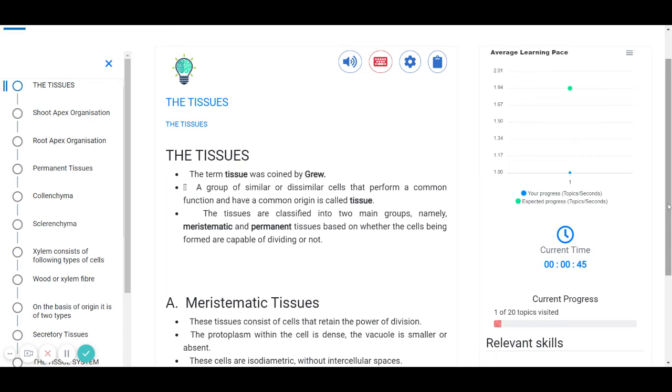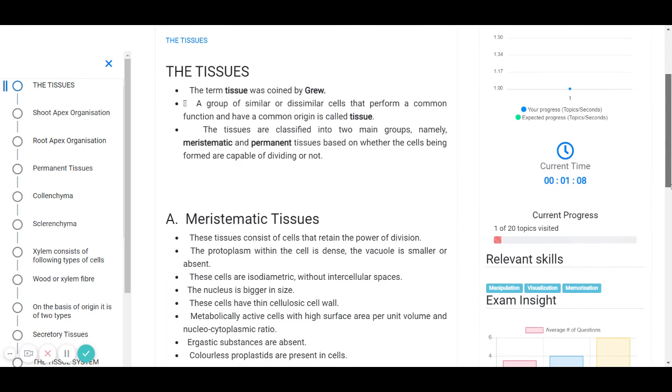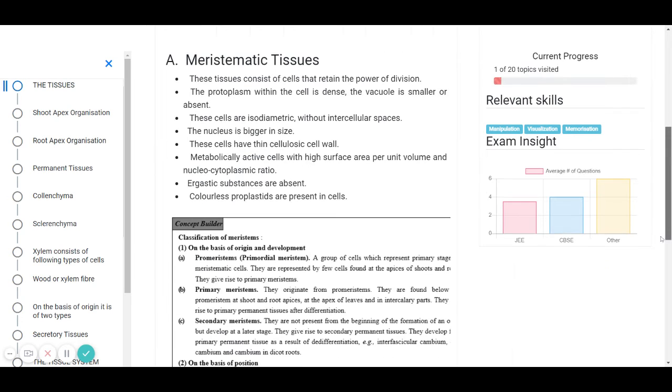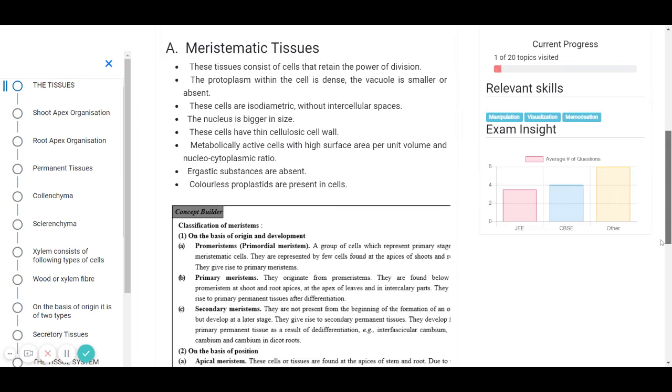So the term tissue was coined by a group of similar or dissimilar cells that perform a common function and have a common origin is called tissue. The tissues are classified into two main groups, namely meristematic and permanent tissues, based on whether the cells being formed are capable of dividing or not. If I go down, I'll see more information on tissues.